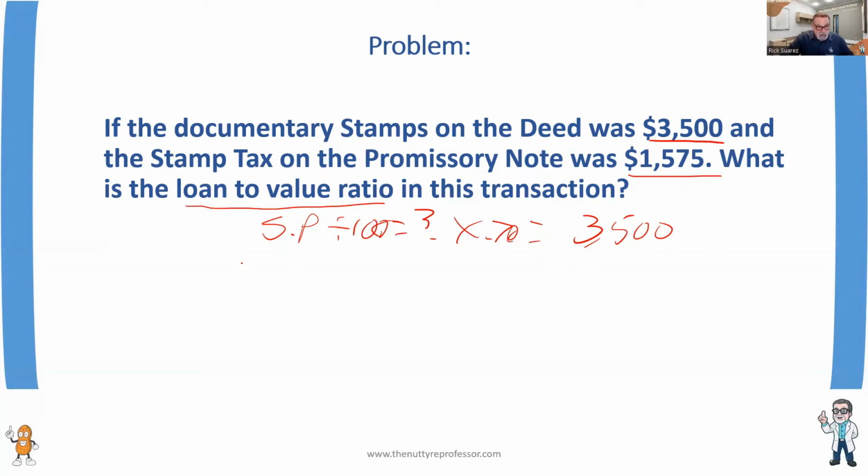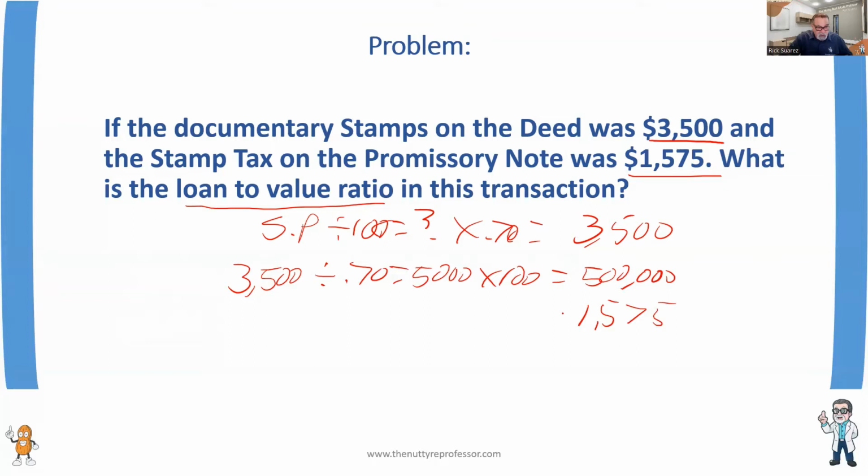So what happens if we work it backwards? It's supposed to be 3,500. We still have divide, but we divide by 70 cents. So 3,500 divided by 0.70 cents is 5,000 times 100 equals 500,000. Then the other one, same thing. You have 1,575 here. And this is the loan divided by 100 equals the question mark times 0.35 cents is 1,575.